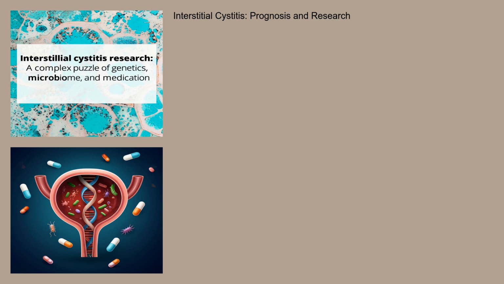Recent research is focused on better understanding the underlying causes of IC and developing more effective treatments. Studies are investigating new medications, including those that target nerve pain and inflammation. Additionally, research into the role of genetics and the microbiome in IC is ongoing, with the hope of identifying potential biomarkers and personalized treatment approaches in the future. With proper management and support, people with IC can often lead fulfilling lives.